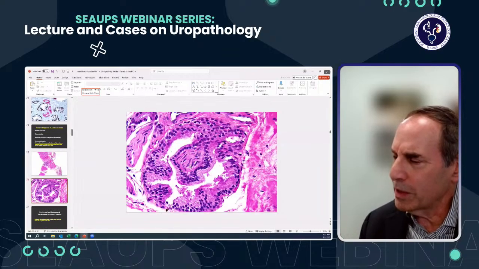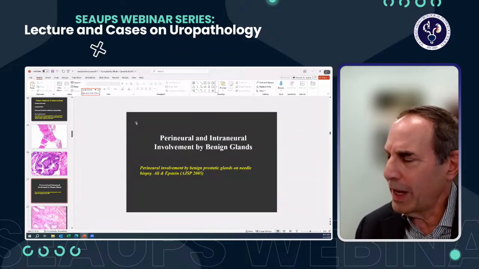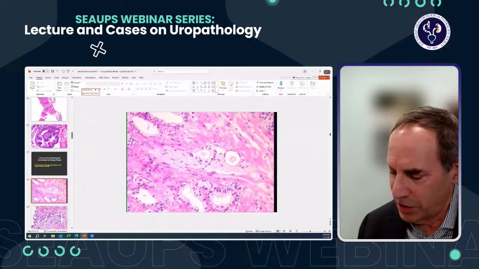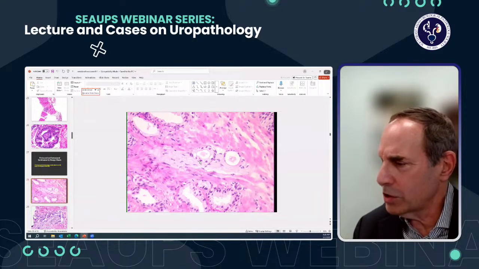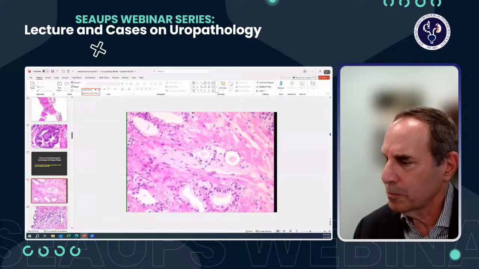If we go to higher power here, we can see this nerve surrounded by this gland, and that is diagnostic of prostate cancer. Now, you have to be careful. You can see perineural and intraneural involvement by benign glands. Here we see totally benign glands, pale cytoplasm, benign cytology, atrophic appearance, and they're indenting a nerve. That is still consistent with benign glands indenting a nerve. Now, sometimes we'll see overt cancer indenting a nerve, and in the setting of overt cancer indenting a nerve, we do call that perineural invasion by prostate cancer. But in this case, this is perineural indentation by benign glands.